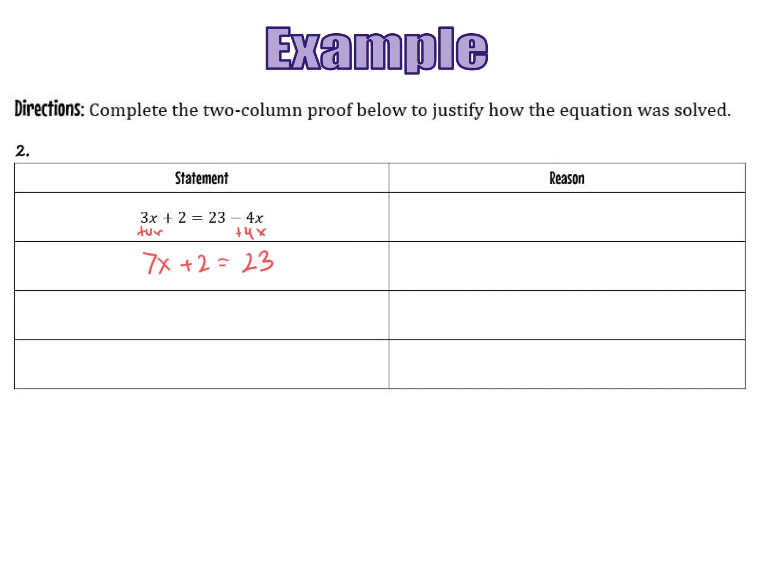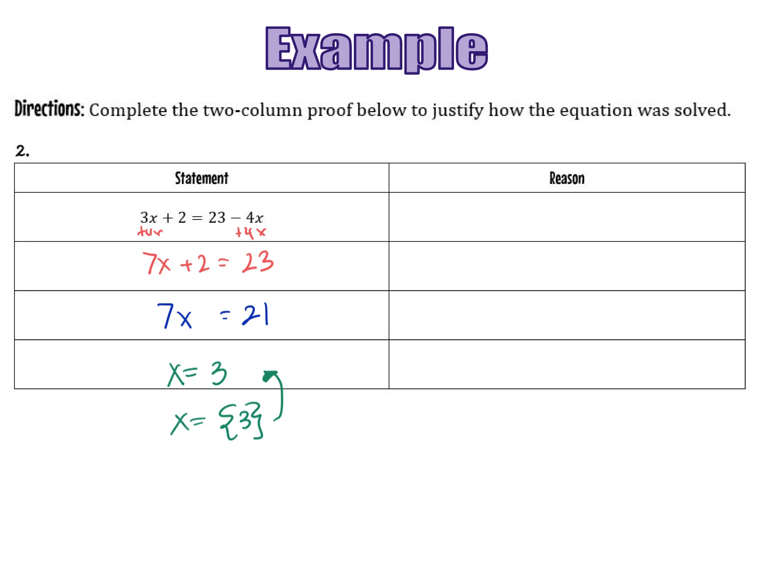So I want you to complete the next two statement steps and then unpause the video and we'll work through the reason steps together. Okay, the next thing we would likely do is subtract 2 on both sides. So that would give us that 7x is equal to 21. And then we would divide by 7, so that would give us x is equal to 3. Some teachers prefer that you use set notation, so if that is your teacher's preference, make sure you have that in the box up there.